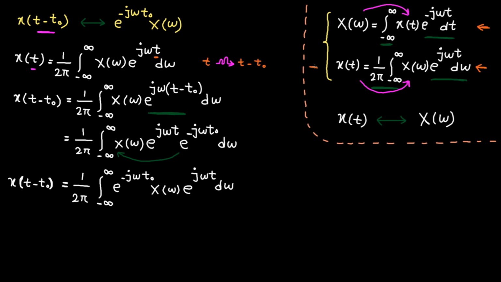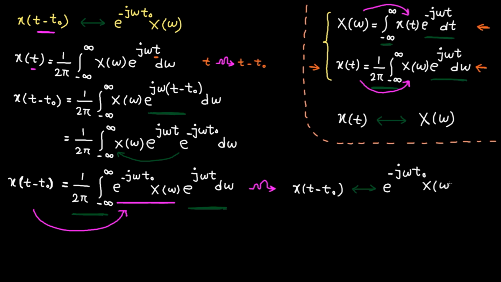Now look at this integral again. We have this complex function here and this term here. So we can say this is the inverse Fourier transform of this signal. That was the proof for the time shifting property.